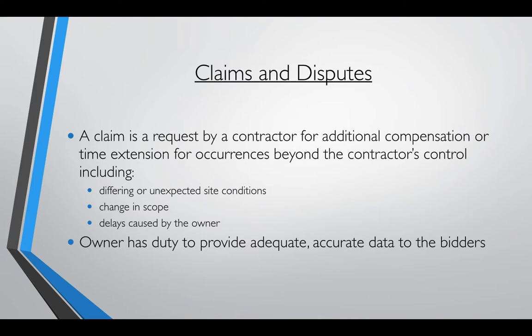A claim is a request by a contractor for additional compensation or time extension for occurrences beyond the contractor's control, including differing or unexpected site conditions, change in the scope or delays caused by the owner. So basically, it's not the fault of the contractor, it's the owner. The contract documents said they were going to have one set of site conditions. They go out there, they discover different site conditions. Contract documents show the contractor this is going to be your scope of work. The scope of work has now changed. That can become a claim.